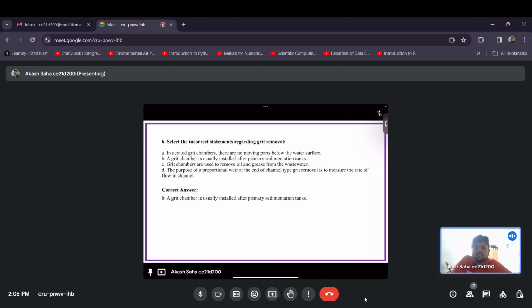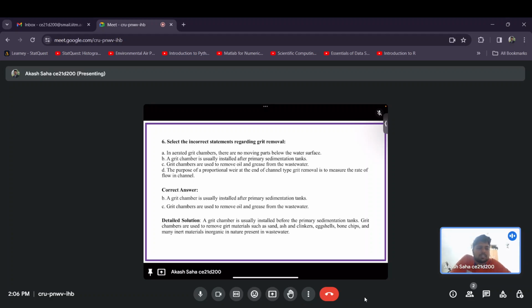The correct answer is B, that a grit chamber is usually installed after the primary sedimentation tank. This is an incorrect statement because the grit chamber is usually installed before the primary sedimentation tank, not after. The other incorrect statement is that it is used to remove oil and grease from the wastewater. As per the detailed solution, a grit chamber is usually installed before the primary sedimentation tank.